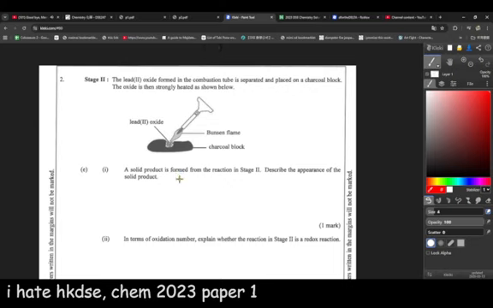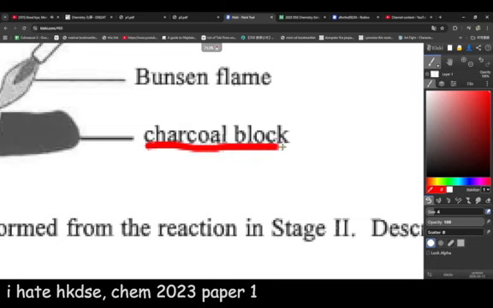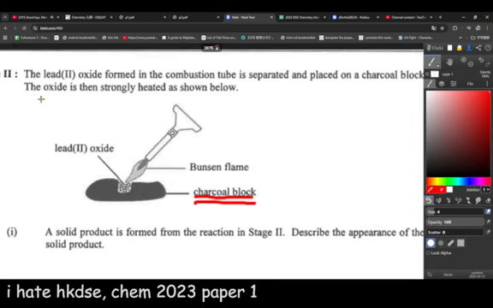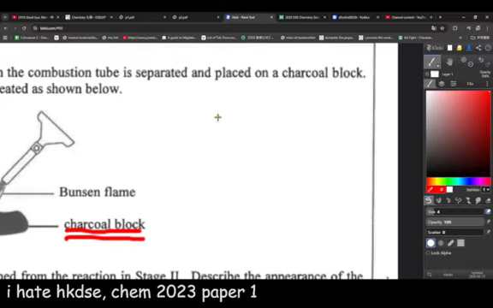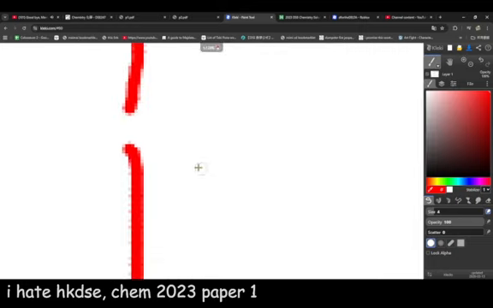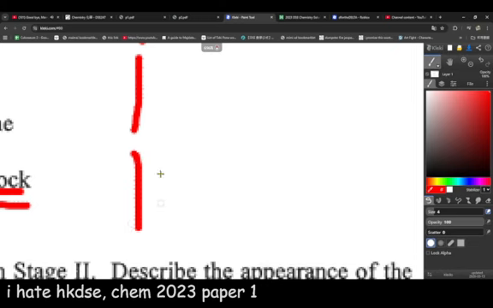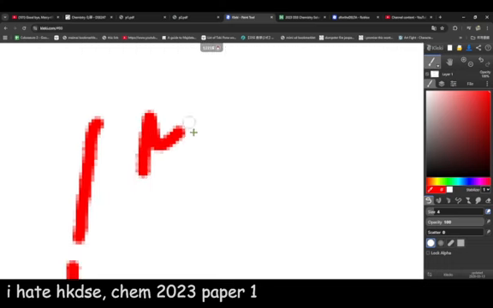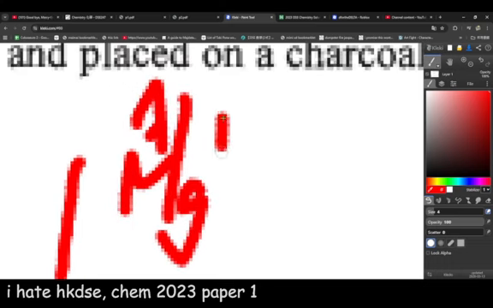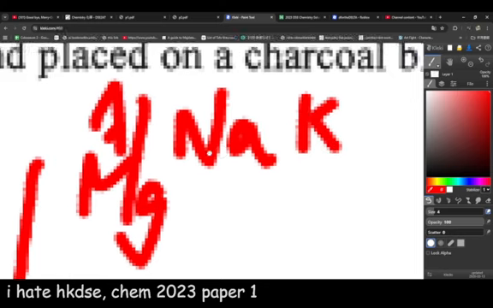Stage 2. The lead(II) oxide formed in the combustion tube is separated and placed on a charcoal block. The oxide is then strongly heated as shown below. So if you remember the ECS table, which is top 3, top 10, bottom 3. So there should be 3 metals that you can just heat the oxide directly, which is silver, gold, mercury, those 3. And then the top 5, magnesium, aluminium, sodium, potassium.